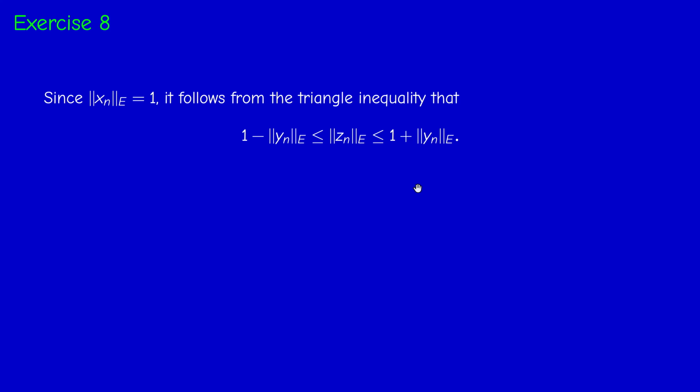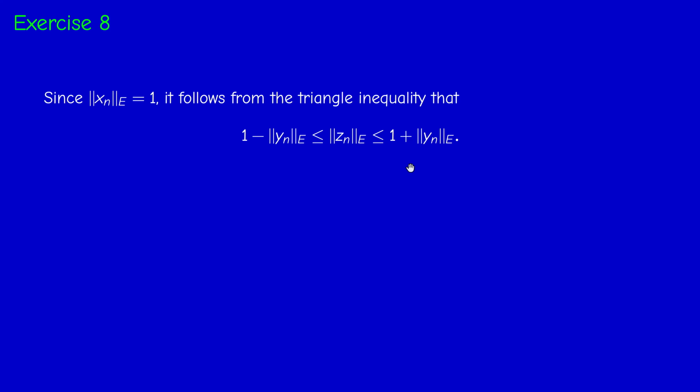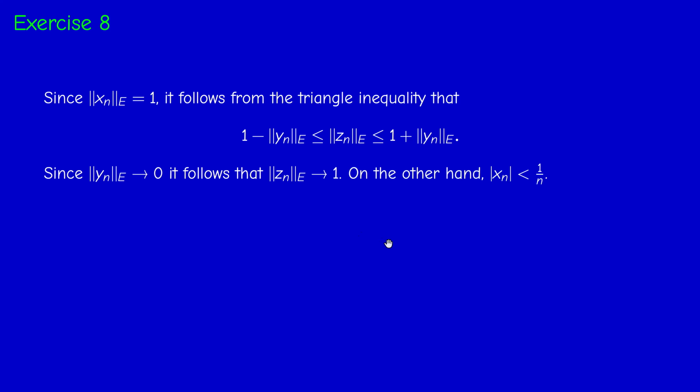And since yn tends to 0, because it's less than 1 over n, this number tends to 1, and this sequence tends to 1. So the norm of zn tends to 1. On the other hand, you are almost done.